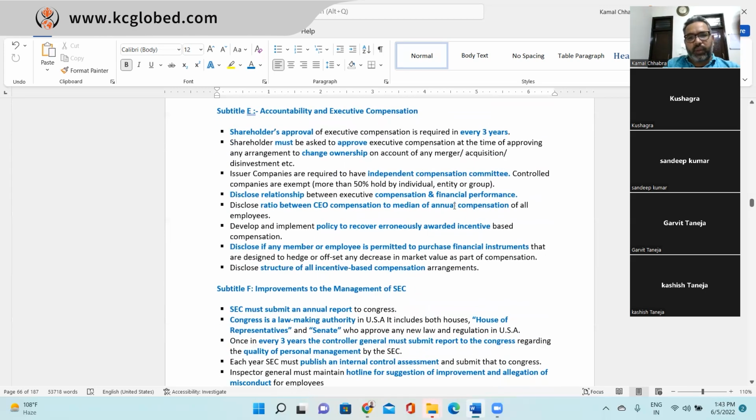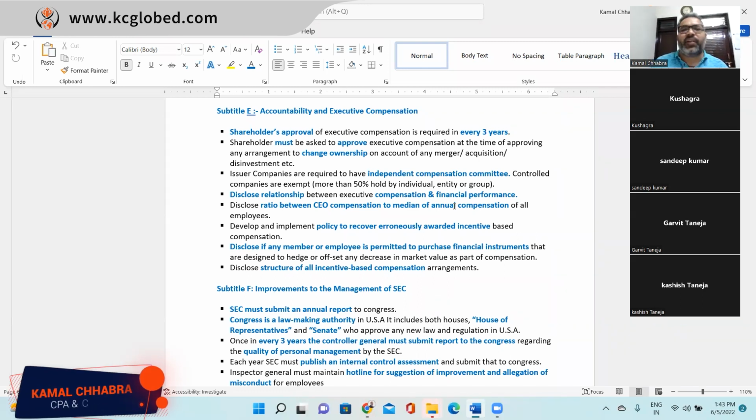Next is accountability and executive compensation. So probably Kush, now you would be in a position to embrace what comes in SOX, and what was not there that comes in the Dodd-Frank Act here. Yes, sir. To protect the interests of the investor, right?